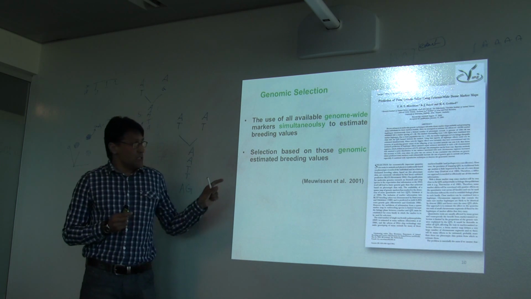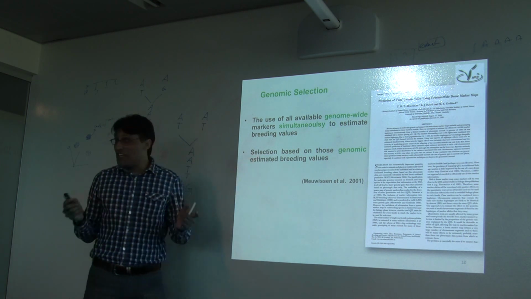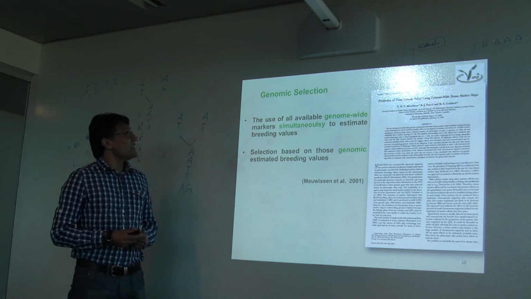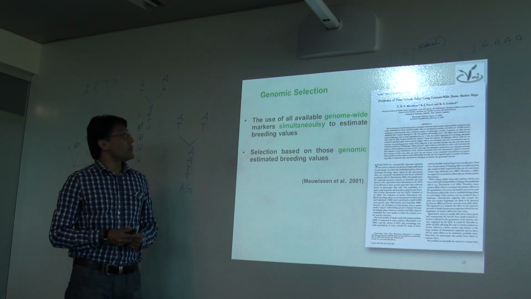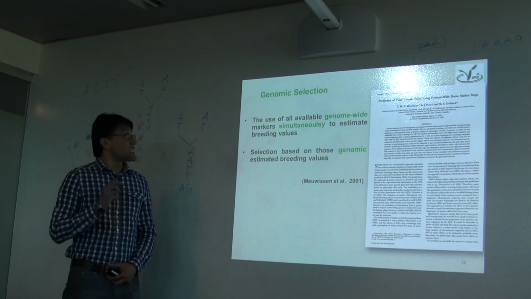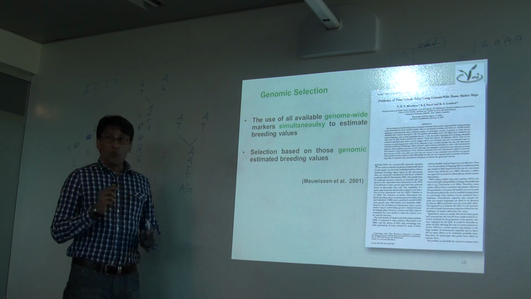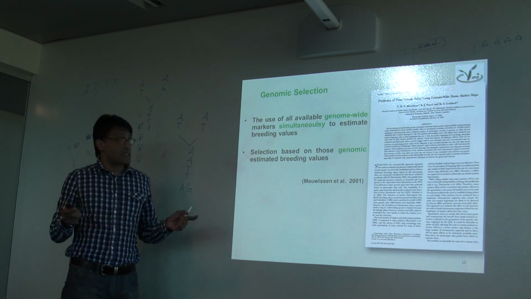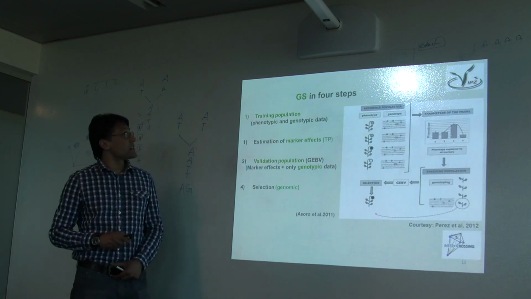Meuwissen and his colleagues in 2001 produced this paper, which actually gave birth to this kind of methodology. They call it genomic selection. In genomic selection, we use all available genome-wide markers simultaneously to estimate the breeding values. And then we do selection based on those estimated breeding values, or genomic estimated breeding values. So that was the general definition.